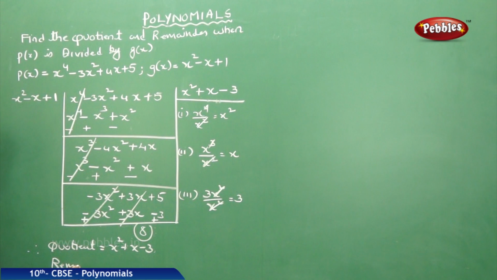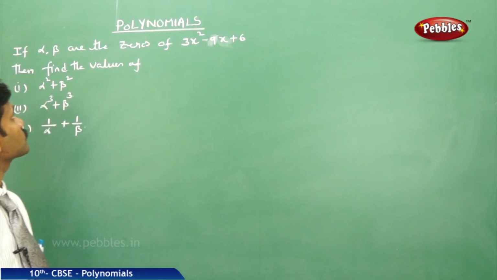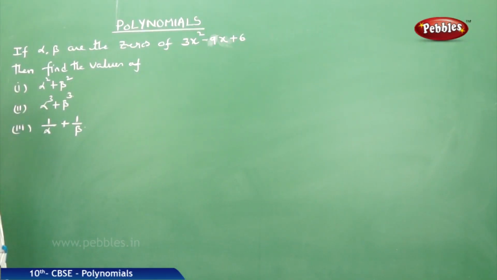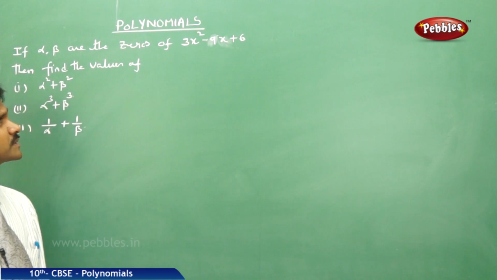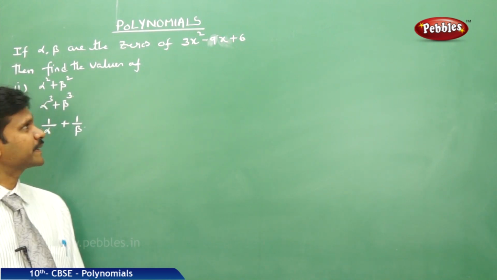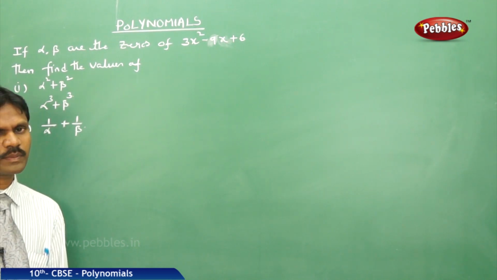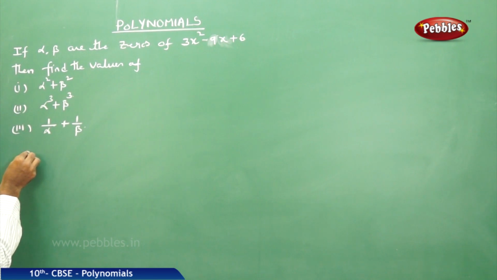Remainder is equal to 8. Next is the question: if alpha, beta are the zeros of 3x square minus 9x plus 6, find the values of the following. Three options are given: alpha square plus beta square, alpha cube plus beta cube, and 1 by alpha plus 1 by beta. Let us see the first case.